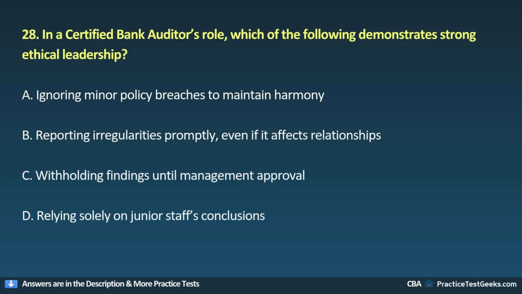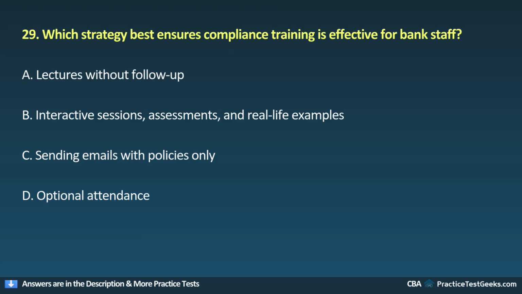A. Ignoring minor policy breaches to maintain harmony. B. Reporting irregularities promptly, even if it affects relationships. C. Withholding findings until management approval. D. Relying solely on junior staff's conclusions. 29. Which strategy best ensures compliance training is effective for bank staff?